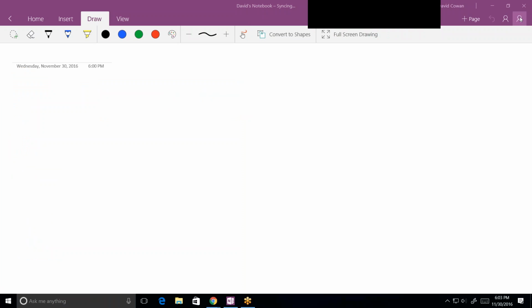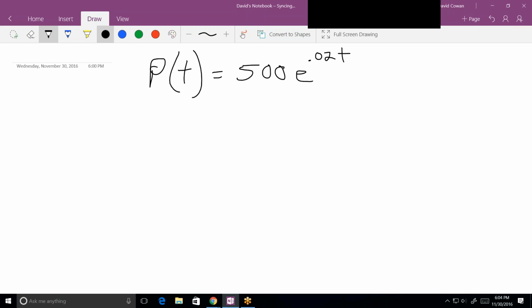This one says the growth of an insect population, and it gives the equation: P of t equals 500 times e to the power of 0.02 times t. What's the general equation of continuous compounding? P equals e to the RT. Well, it's some initial amount times e to the RT. P-e-r-t is how I remember it.